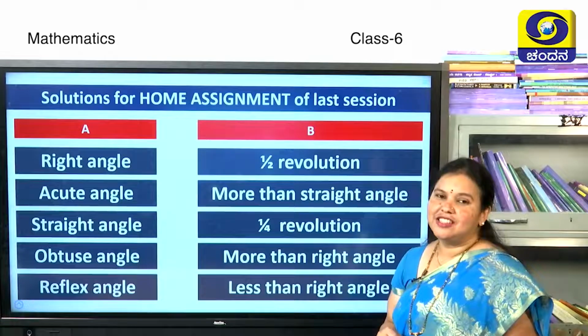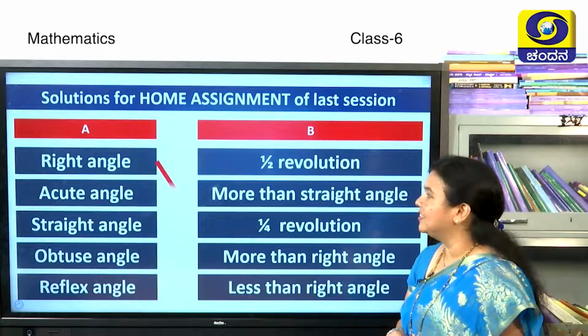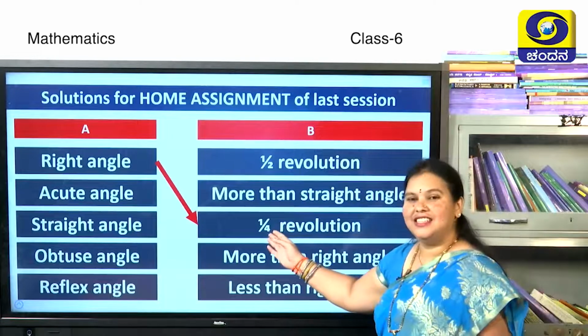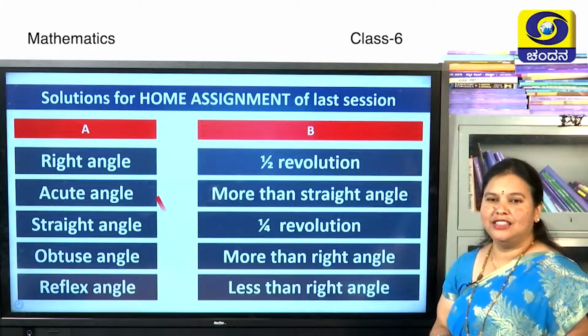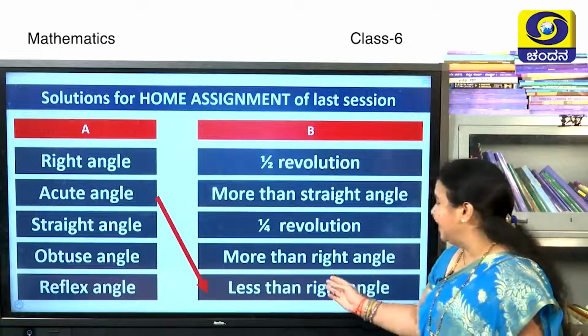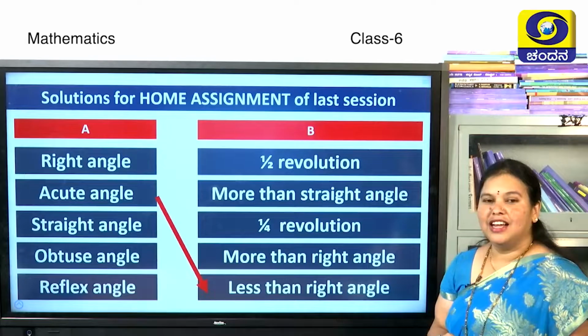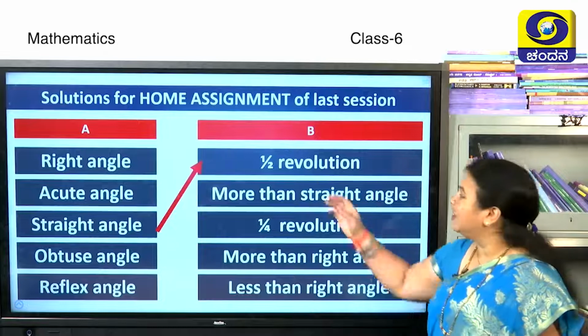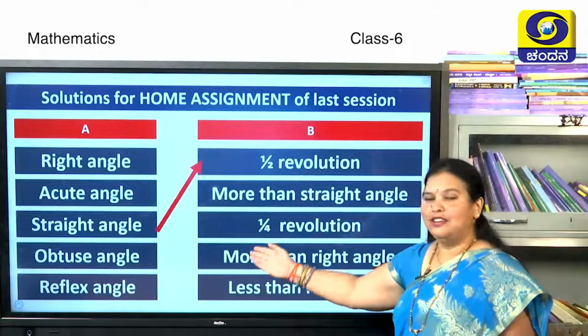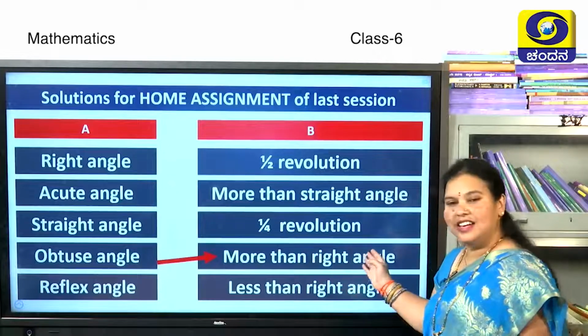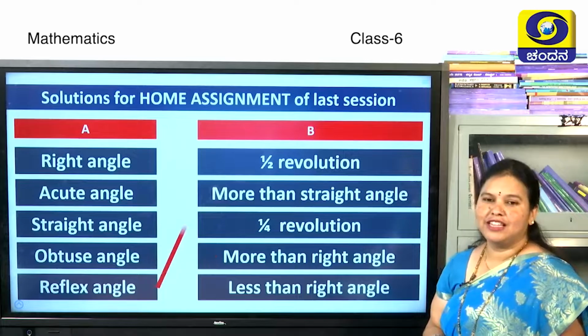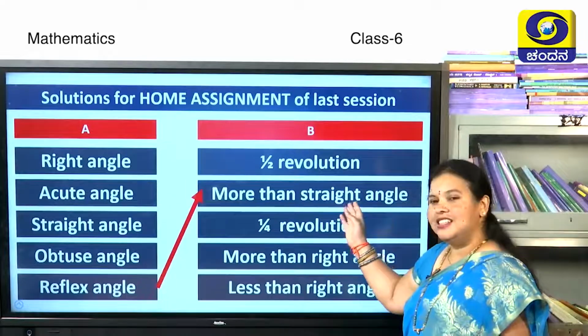First one is right angle. What is the correct answer for this? Yes, it is 1/4 revolution. And for acute angle, the answer is less than a right angle. And for straight angle, half revolution. And for obtuse angle, the correct answer is more than a right angle. And for reflex angle, more than a straight angle.